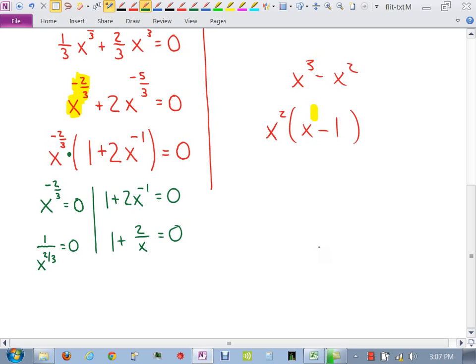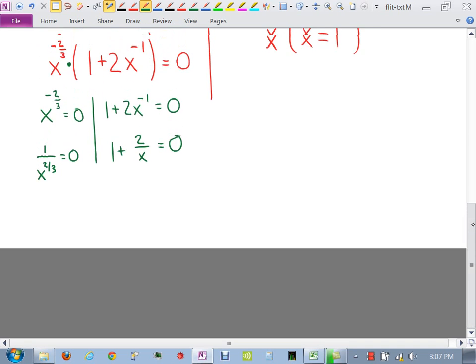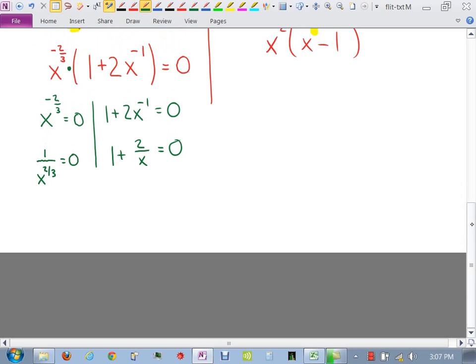Y'all agree with that? What can I do on the equation on the left? Say again?